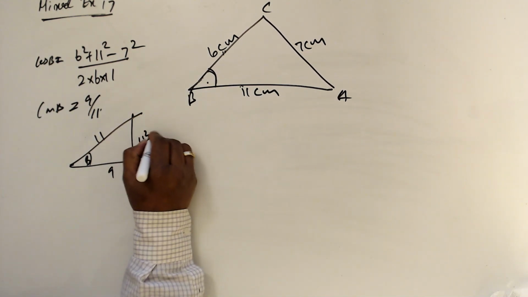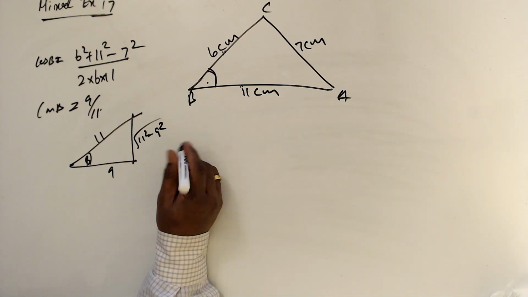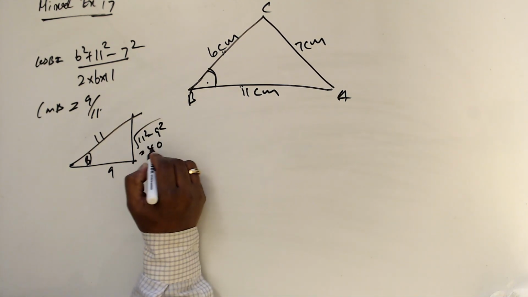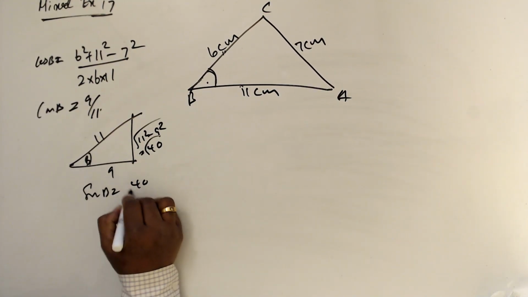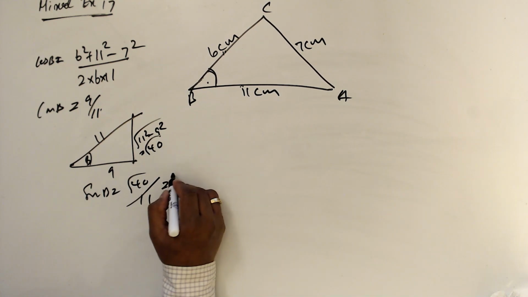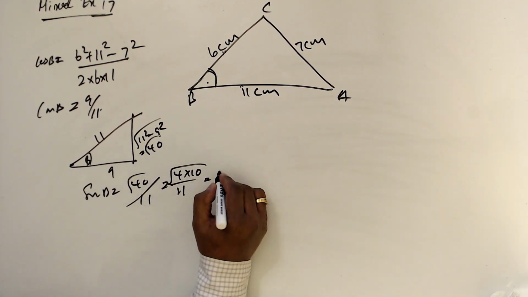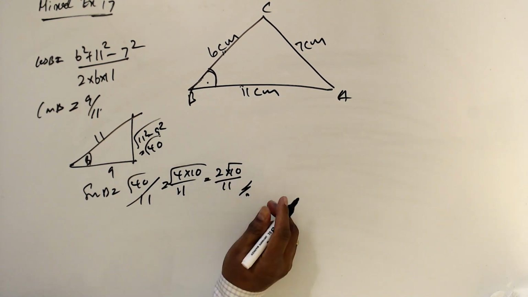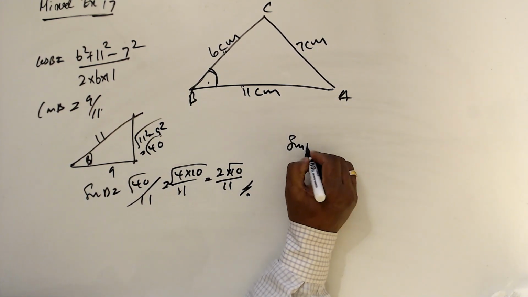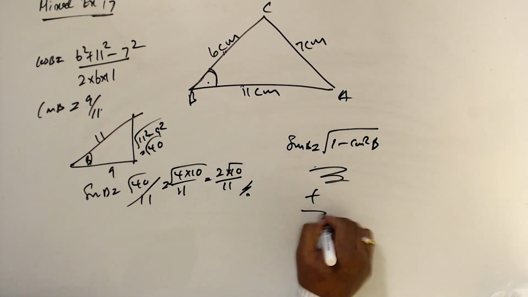Sin means square root of 11 squared minus 9 squared, from the Pythagoras theorem, which is going to be square root 40. So sin b equals square root 40 over 11. That is 4 times 10, which is 2 times square root 10 over 11. The other method is sin b equals square root of 1 minus cos squared b. You can work out the positive one.